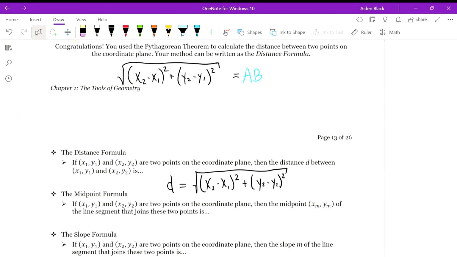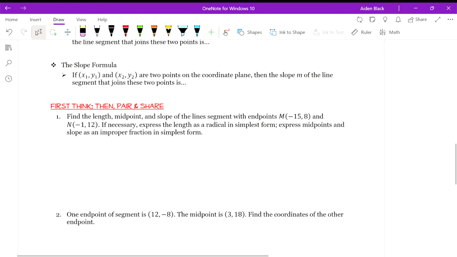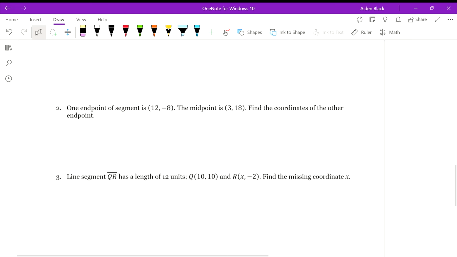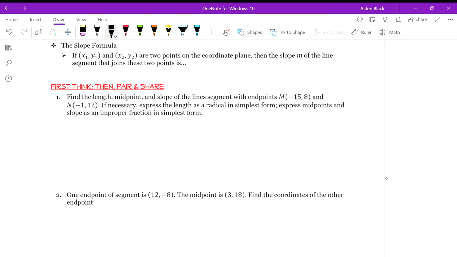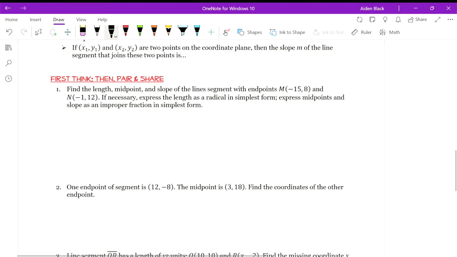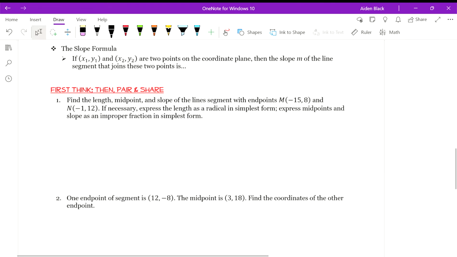Cool. And I think there's an example here in the notes, right here, length, that we'll go over briefly. So I'm going to start out just by doing the length and not worry about the midpoint and slope. We'll save that for another video.